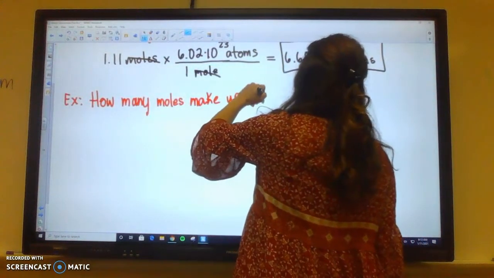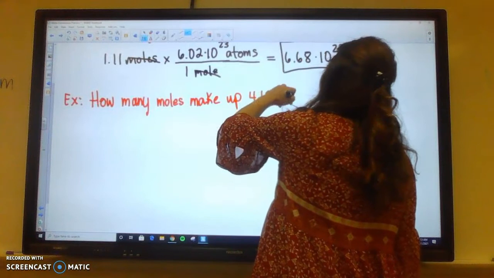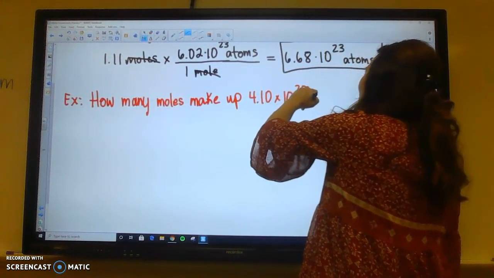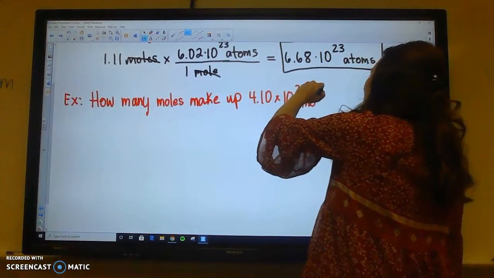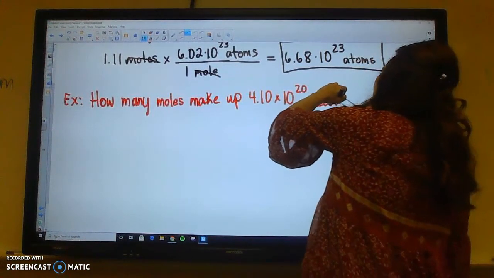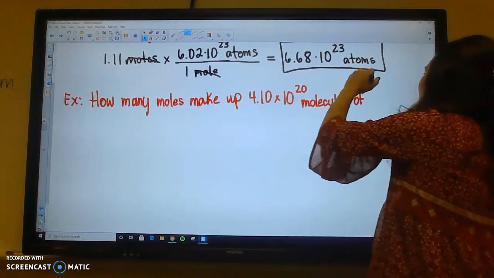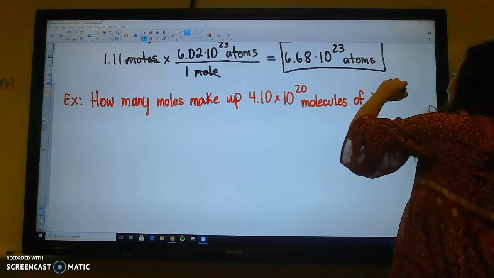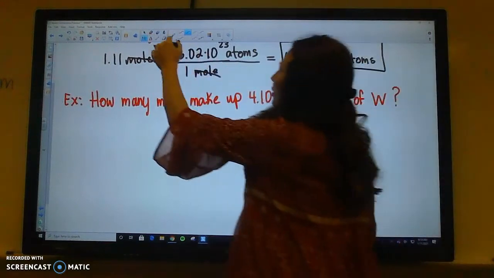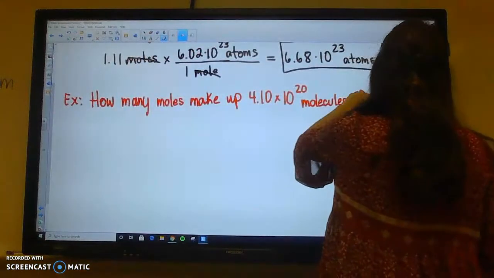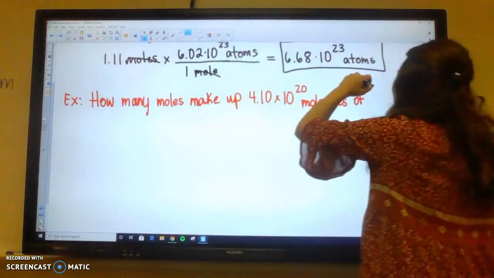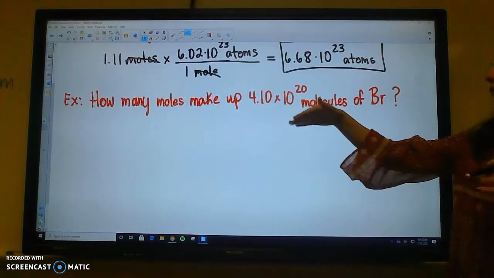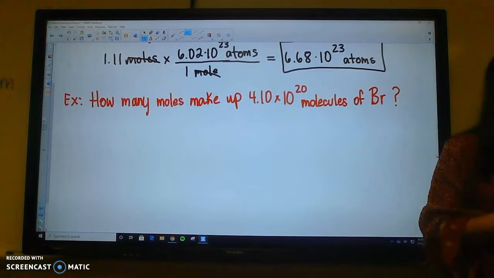Okay, so 4.10 times 10 to the 20th molecules of, let's see, we'll do W. Isn't your last name? No, your last name is Brown, isn't it? Okay, we'll do bromine, Br. All right. So, how many moles make up this many molecules of bromine?